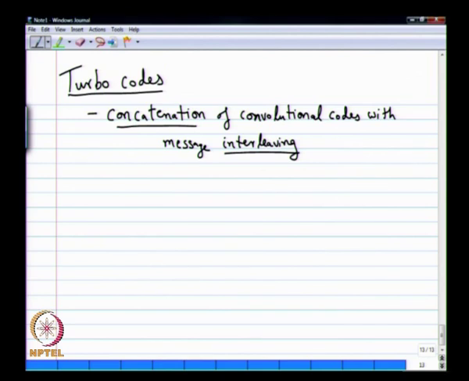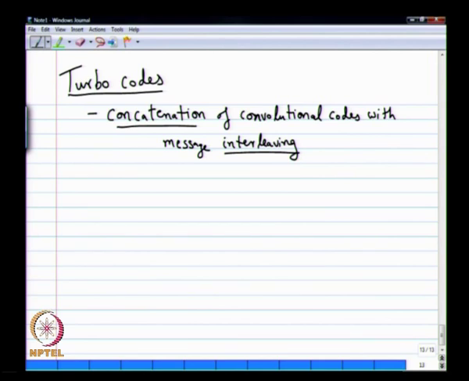Okay, so I'll be describing what is called parallel concatenation. There's also something called serial concatenation. But parallel is what I will be describing, because that is what is used today and that has turned out to be good in many ways. Of course, that is not to mean the other concatenations are not good, but parallel concatenation is accepted today as something very nice.